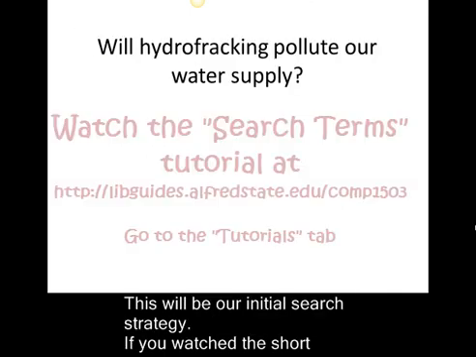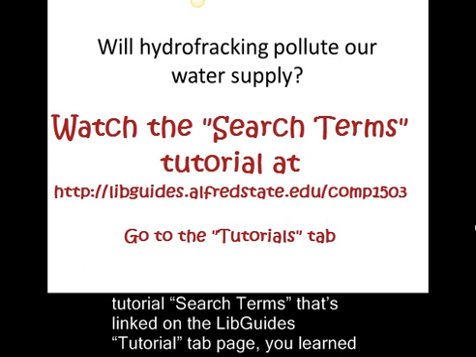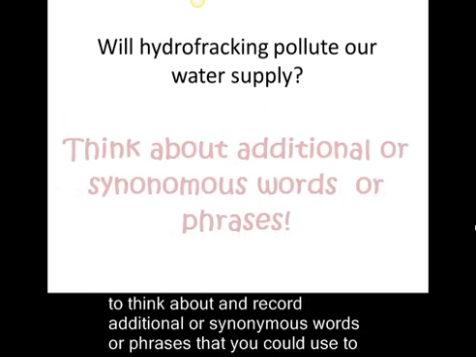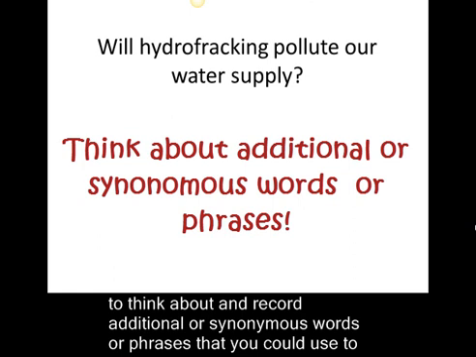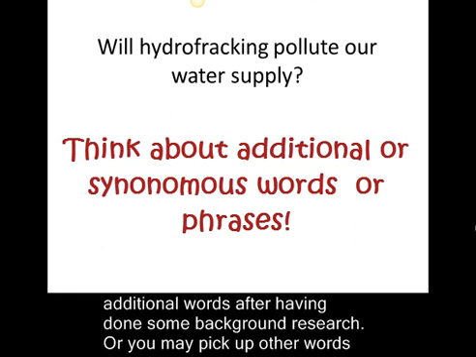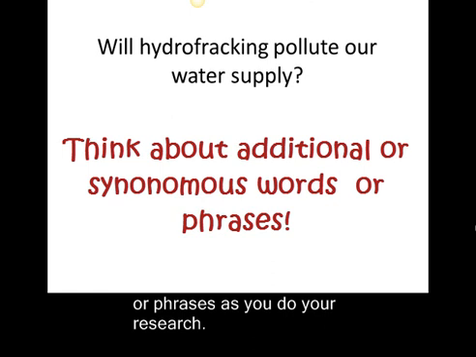If you watched the short tutorial search terms that's linked on the LibGuides tutorial tab page, you learned that research is a dynamic process. It is very useful at this point to think about and record additional or synonymous words or phrases that you could use to describe the main themes of your research. You may already be thinking of some additional words after having done some background research, or you may pick up other words or phrases as you do your research.